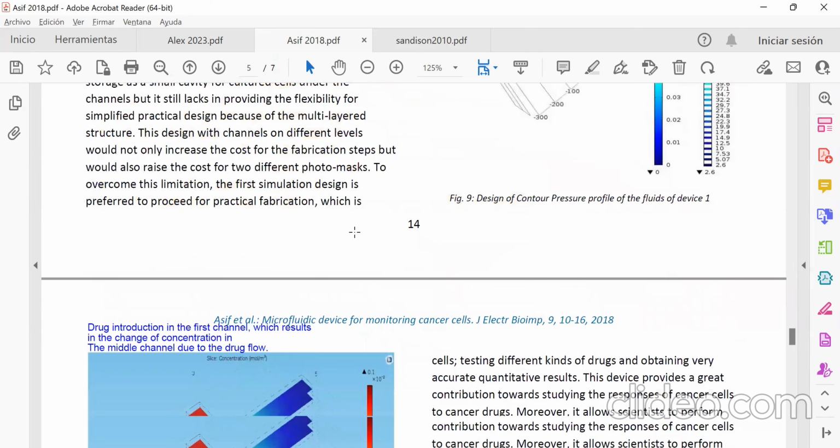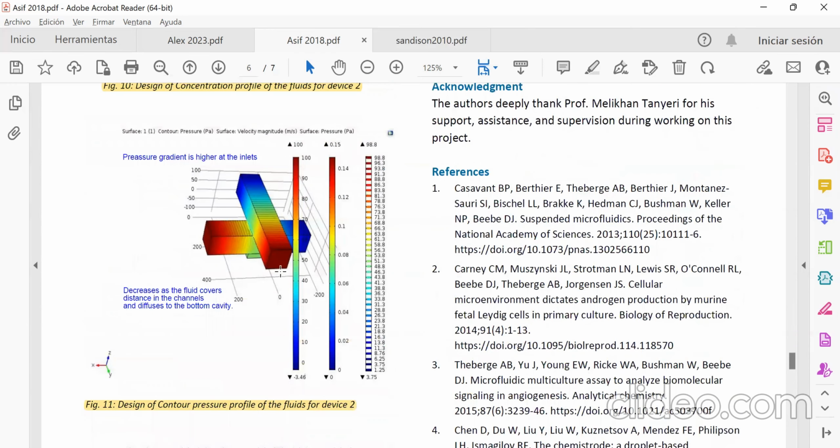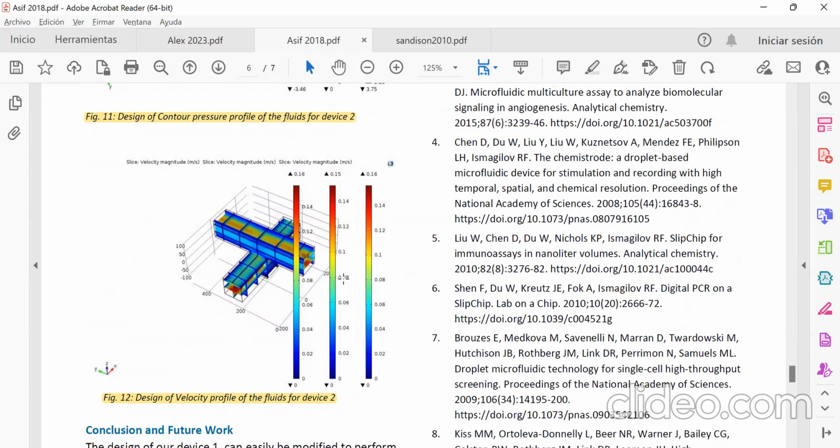And then in the other device, here is the velocity profile. As you can see here, the distribution is very different, because remember that here is the injection of the drug, and the drug is concentrated in the middle of the channel. However, this part is less concentrated because the drug is not uniformly distributed. As you know, here in the boundaries there are collisions with the drug, and that's why it's not uniformly distributed.